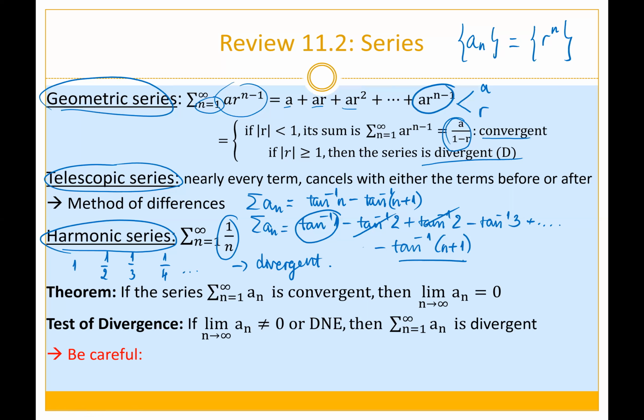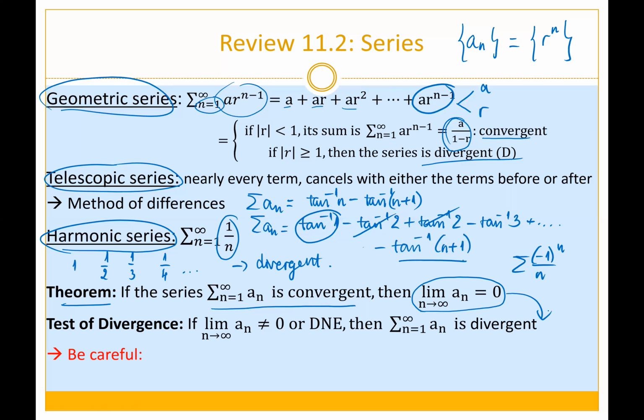When we learn the limit comparison test, and also the alternating series test that we're going to learn next week, we're going to see a special case: the series of (-1)^n over n is actually a convergent series. We also have a theorem saying if the series is convergent, then the limit as n approaches infinity of a_n is 0.